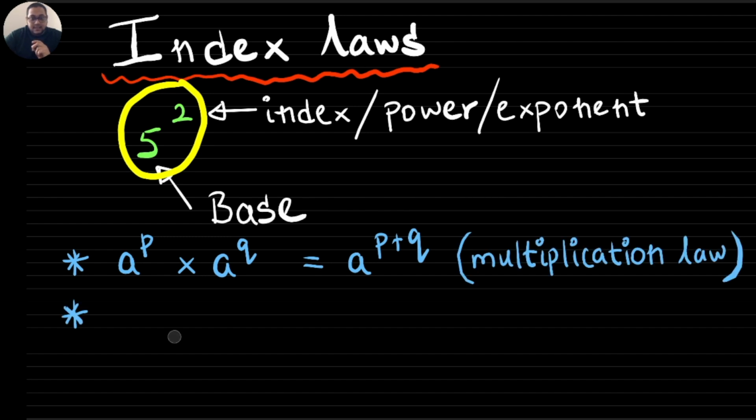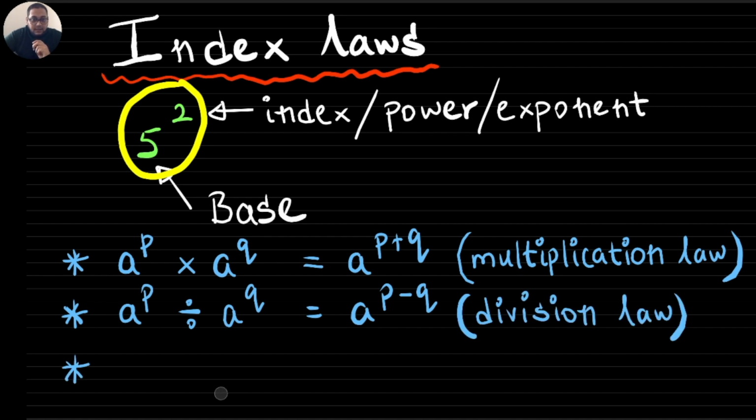To understand the second law, I would consider the same base and the power, that will be a to the power of p. This time we have division instead of multiplication, and again I would repeat a to the power of q. With the same base and division in between, the powers would subtract. Hence we have a to the power of p minus q. Remember, multiplication means you need to add your powers, and division means you need to subtract your powers. And this is called the division law.